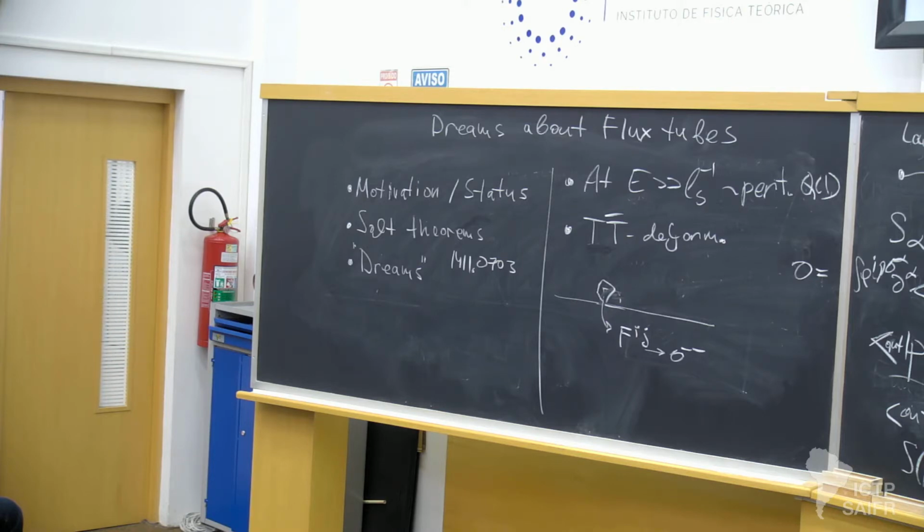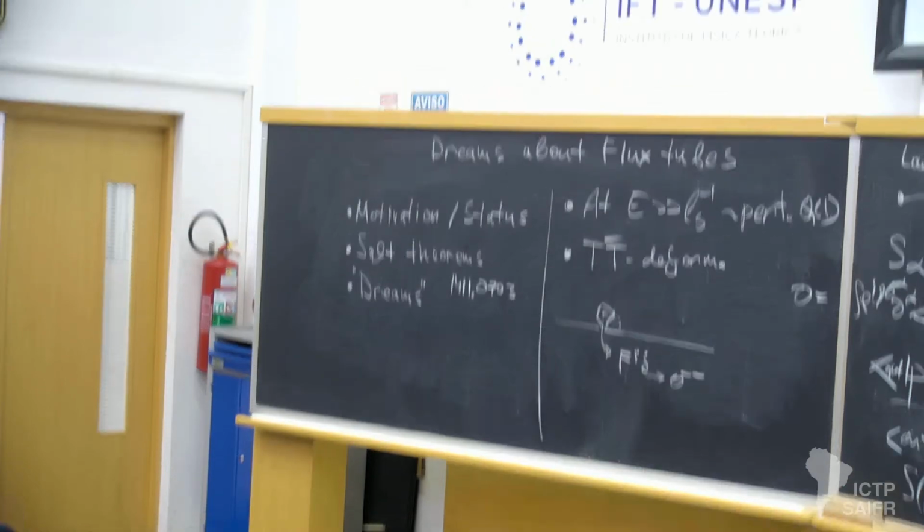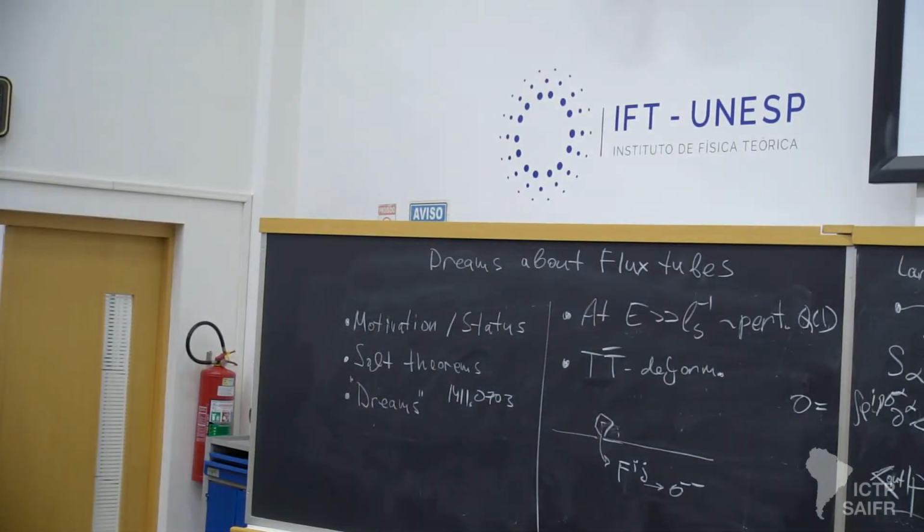I already asked you this question, but I will ask you again. In 4D, we know that 2 to 2 at one loop is fixed, right? It's alpha 2 coefficient. Yes.